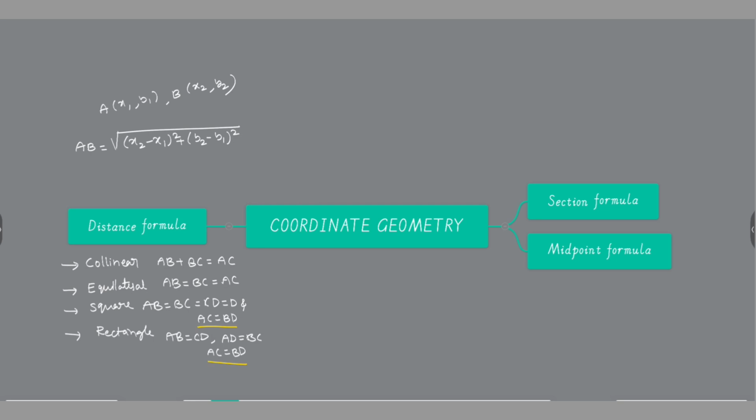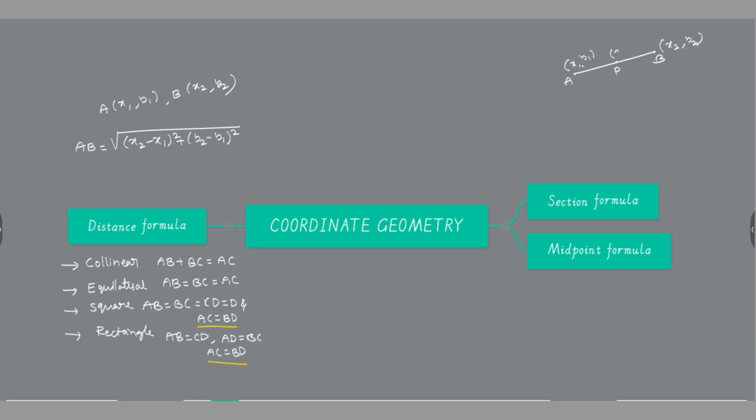Then we have the section formula. When do we use the section formula? There will be a line segment AB joining 2 points, and in between one more point P which divides AB internally. Here A is (x1, y1) and B is (x2, y2).